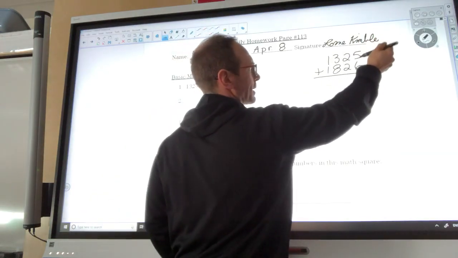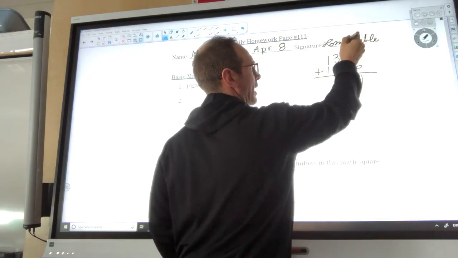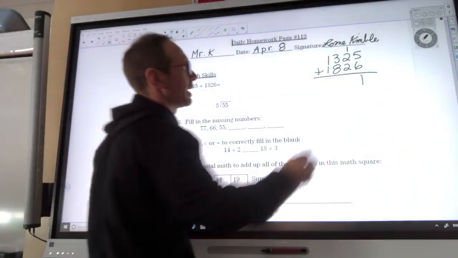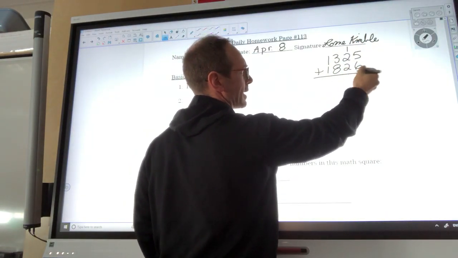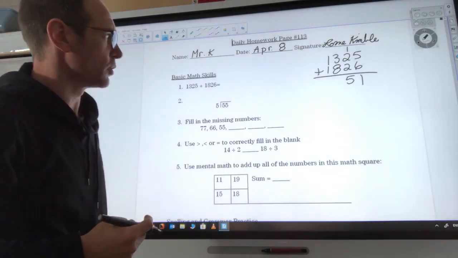Okay, now I'm gonna start off by looking at the ones place. So I have 5 plus 6 is 11. So I'm just gonna put a 1 here. I'm gonna carry the other one over to the tens place. Then I have 1 10, 2 10s, and another 2 10s. Altogether that's 5 10s or 50. So 51 is gonna be my last two digits.